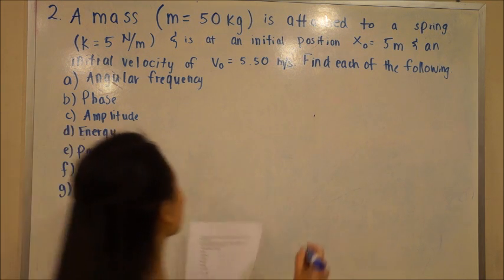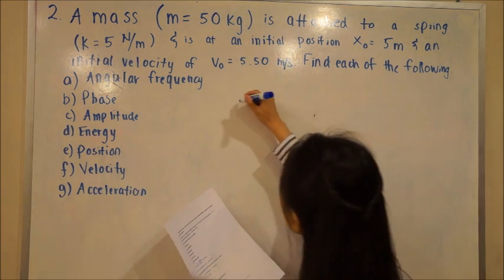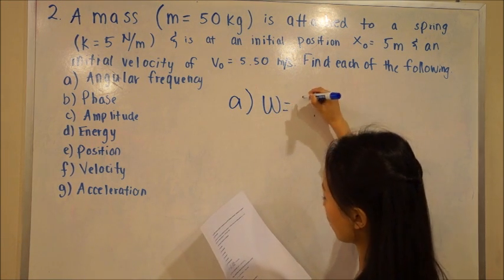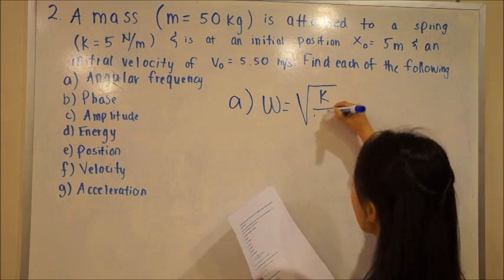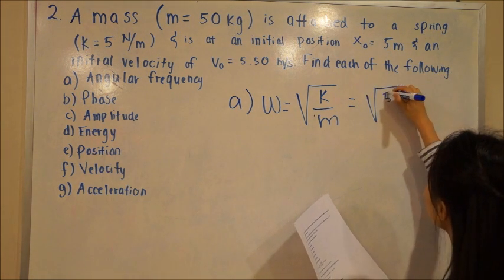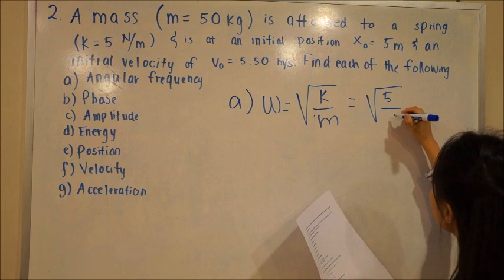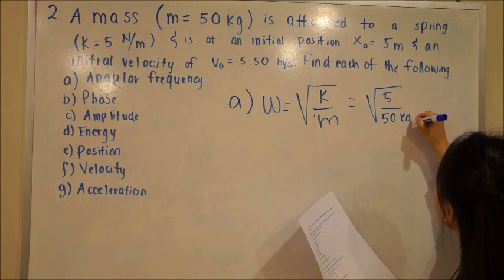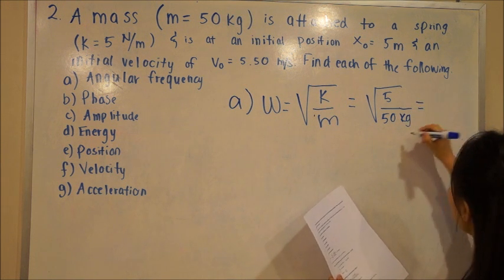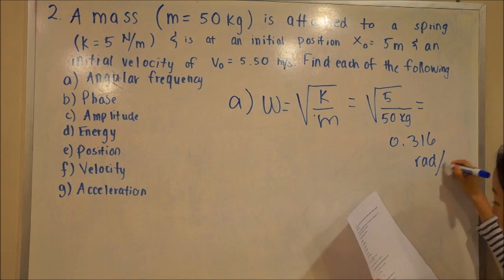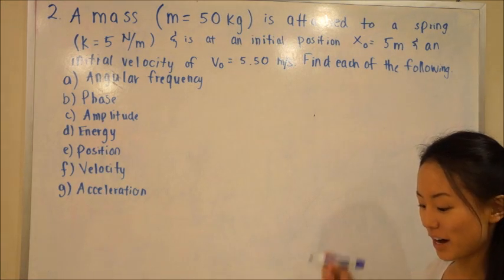So to find the angular frequency, you can use this equation, omega equals the square root of k over m. You just plug in the values, square root of 5 newtons per meter over 50 kilograms, and you get 0.316 radians per second.